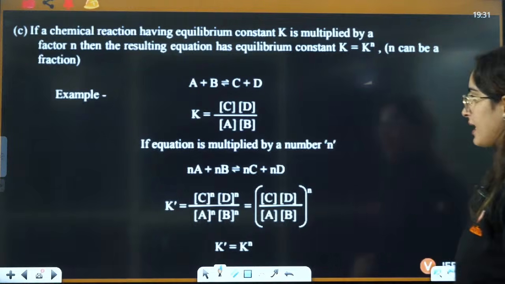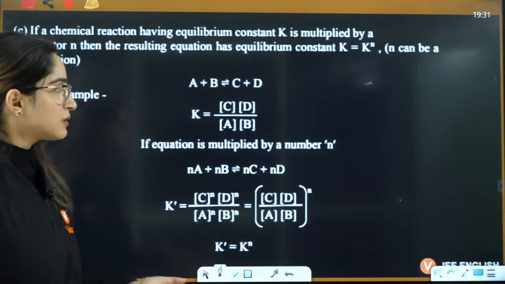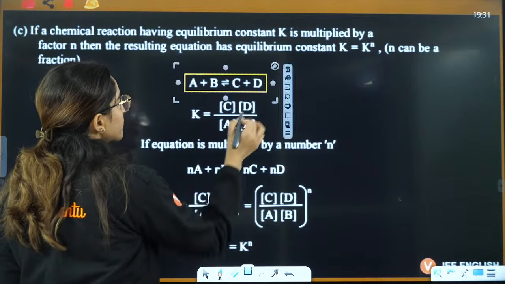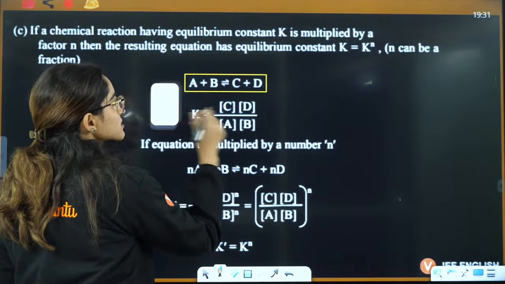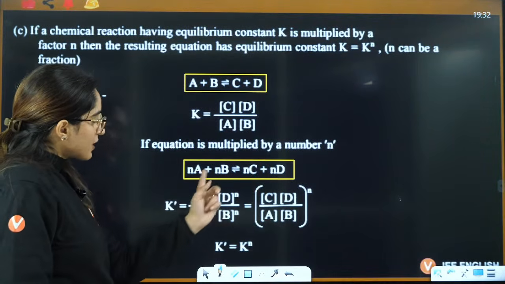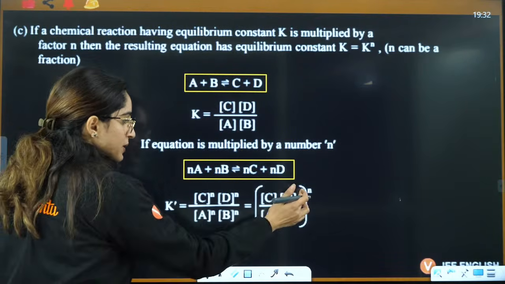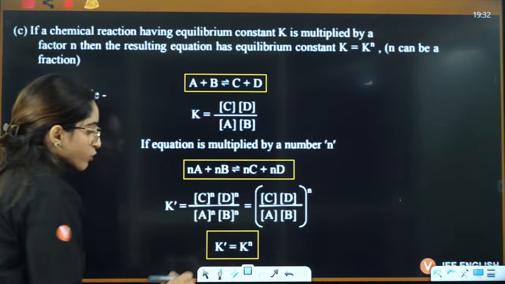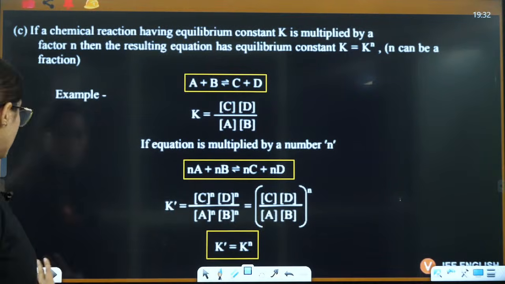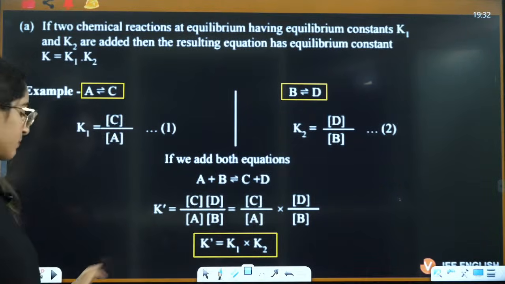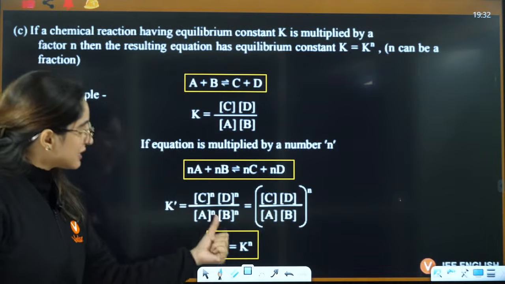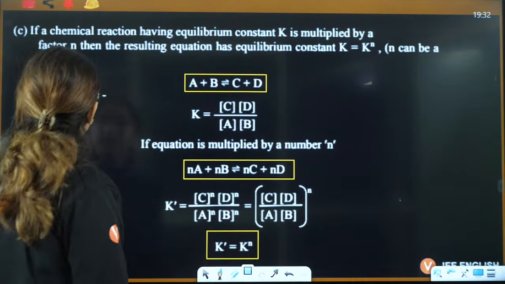Then if you multiply the reaction by some factor, some number: for this particular equation, the equilibrium constant is product by reactant, written over here. If you multiply the reaction by n, it is C raised to power n, D raised to power n, A raised to power n, B raised to power n. All of this is raised to power n, which is nothing but the new equilibrium constant being the old equilibrium constant raised to the power of the number you have multiplied by. Such a simple thing. So what we have discussed: when you add, both will be multiplied. When you reverse, it will be inverse. When you multiply it with some number, that number will be in the power. Tell me, everybody.